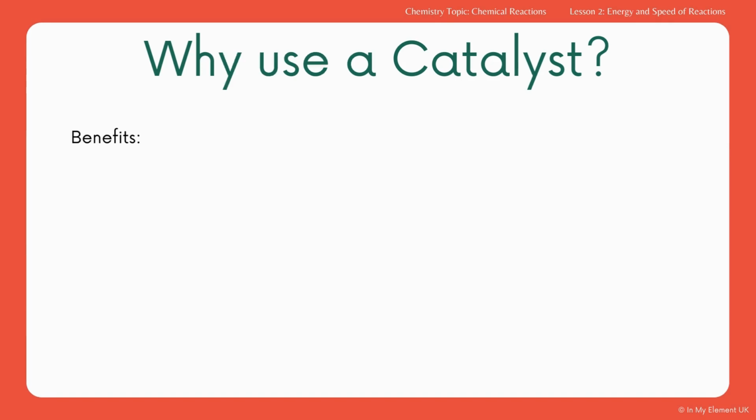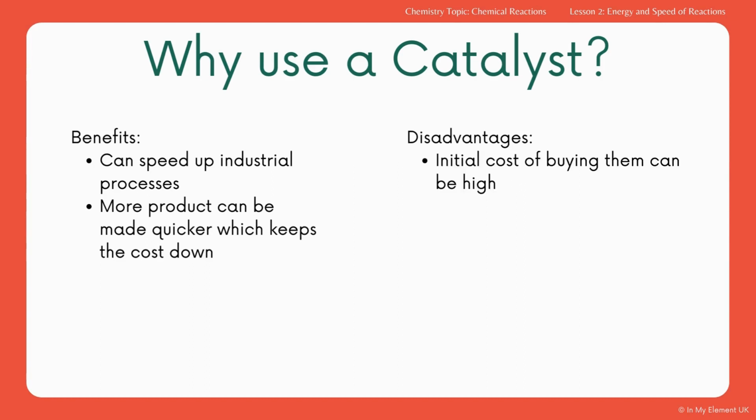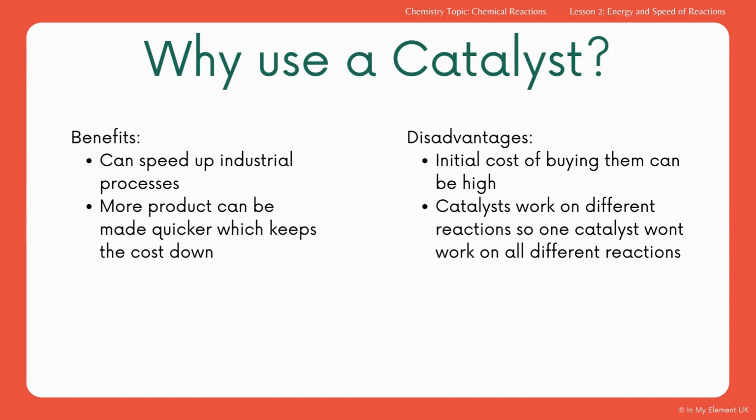And then you also need to know the benefits, so the advantages and disadvantages of using a catalyst. So it can speed up an industrial process. It can make large scale chemical reactions occur a lot quicker, meaning that more products can be made quicker, keeping the cost down. So really important on an industrial scale. But the disadvantages of using a catalyst are catalysts aren't cheap. So the initial cost of buying them can be quite high. So there's that initial outlay.